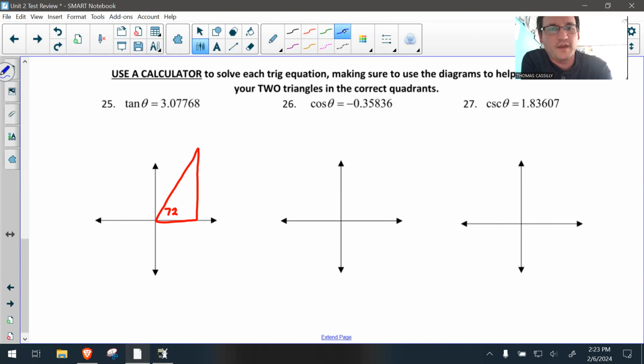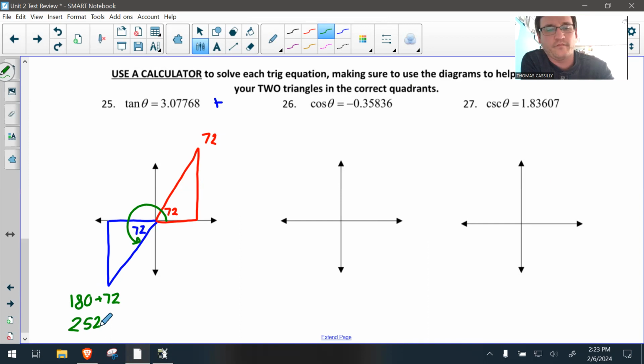Keep in mind, this is a positive number, so where else is the tangent positive? Tangent's positive down in the third quadrant, so this is also a 72-degree angle. All right, so the first theta is just the 72 straight up, and then the second one is going to be 180 plus 72, which I think that's 252. All right, so in this problem, theta equals 72 and theta equals 252.